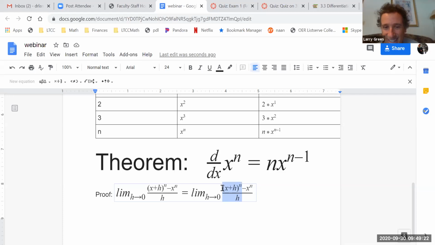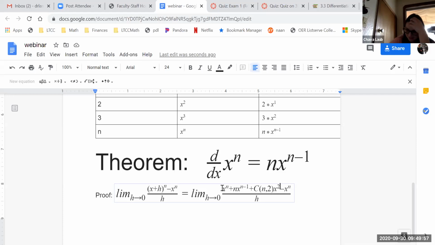It starts with x to the n, and then plus n x to the n minus 1, and then plus, see if you remember what this is, C(n,2) x squared. Does that ring a bell at all? Those are combinations, the number of ways of selecting 2 items out of n items.